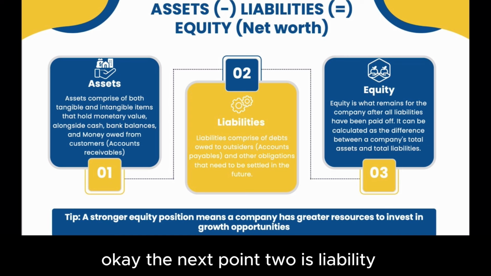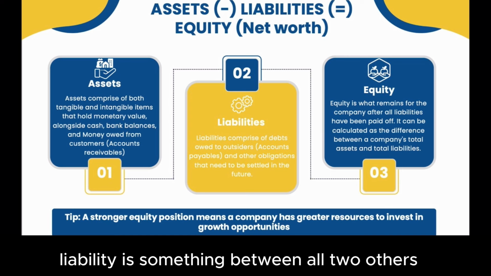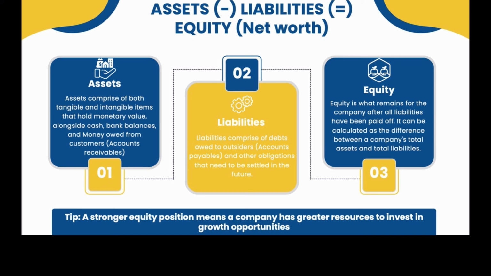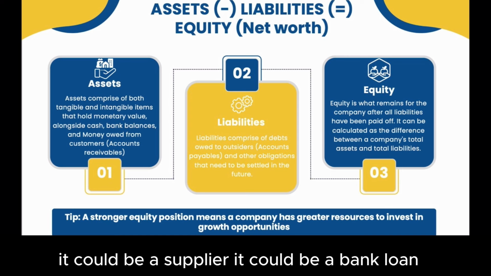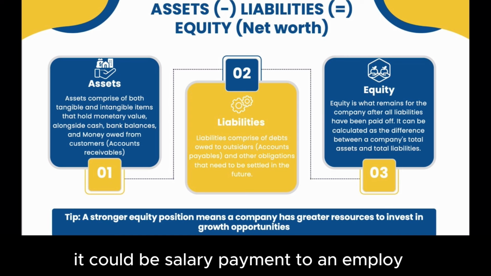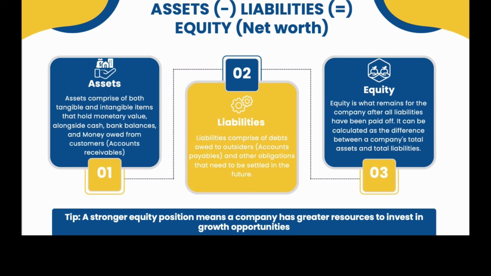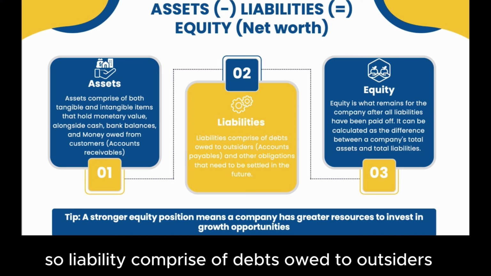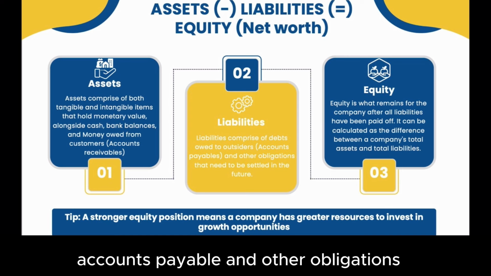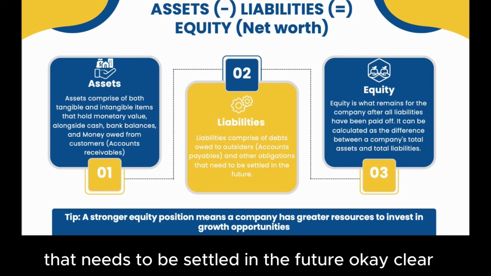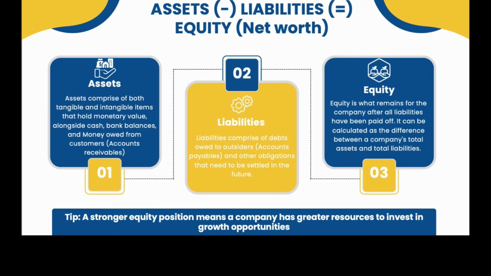The next point, two, is liability. What is liability? Liability is something which we owe to others. It could be a supplier, it could be a bank loan, it could be salary payment to an employee, whatever. So liability comprises debts owed to outsiders, accounts payable, and other obligations that need to be settled in the future. Okay, clear? The third one is equity.